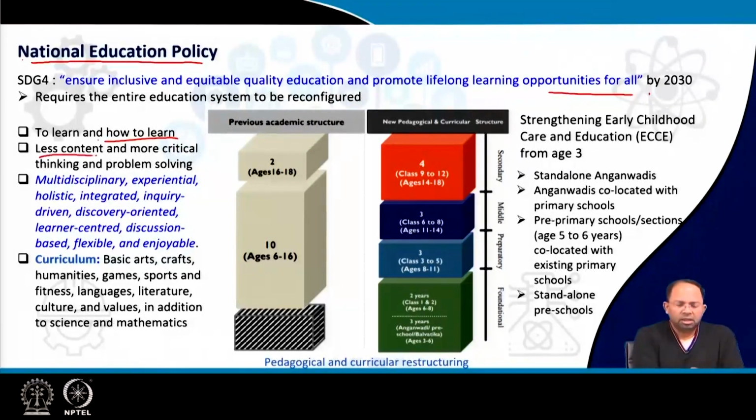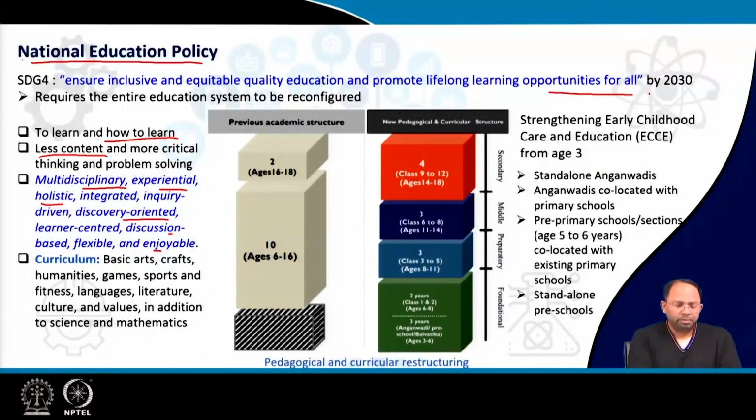So the focus is on less of content that has to be covered, but more on critical thinking and problem solving. What has to be thought of is how people can think and can innovate. Then the training has to be multidisciplinary, experimental. The learning has to be experimental. It has to be holistic, integrated, inquiry-driven, discovery-oriented, learner-centric, discussion-based, flexible, and also enjoyable.